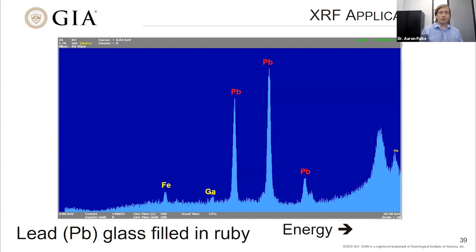And this is actually an example of a lead glass filled ruby. So we see these very characteristic peaks that correspond to lead, which is Pb. And we see also some iron and some gallium, but this is actually one of the really good applications of X-ray fluorescence: being able to identify lead glass-filled rubies by looking for these characteristic lead peaks in the data that we're getting from it.